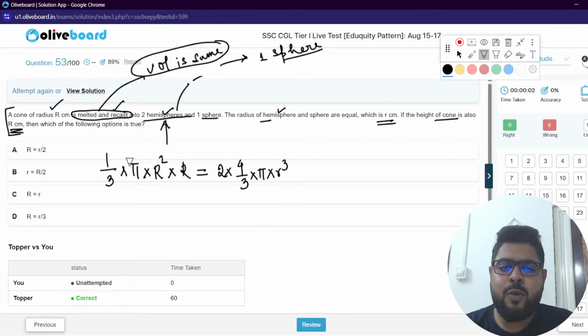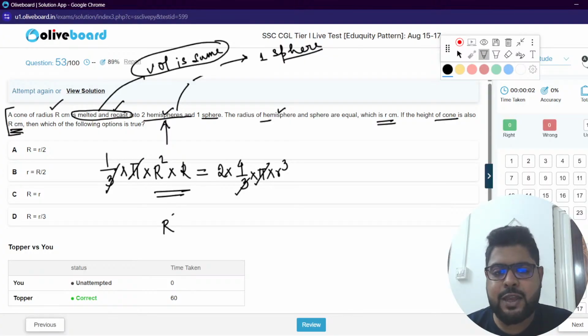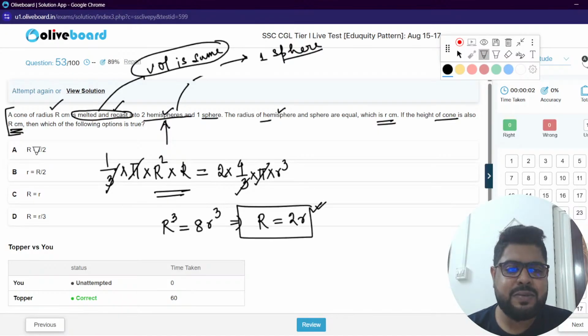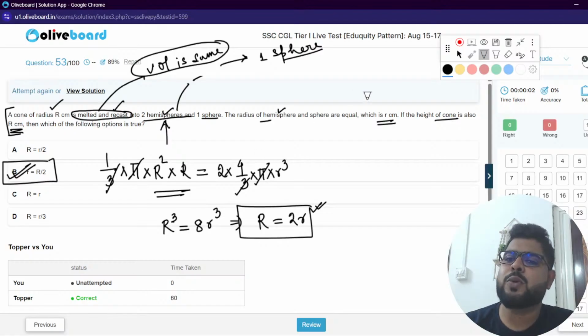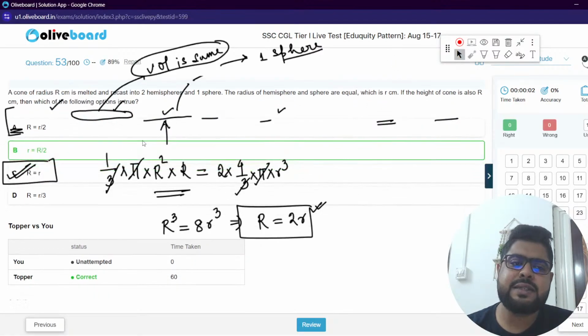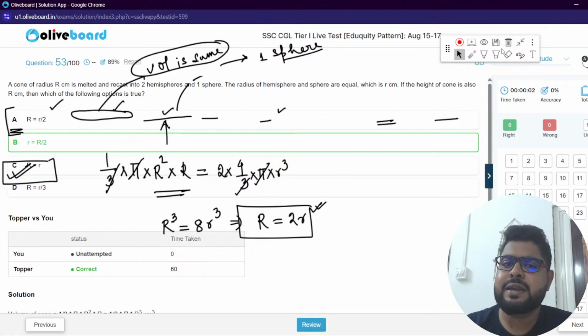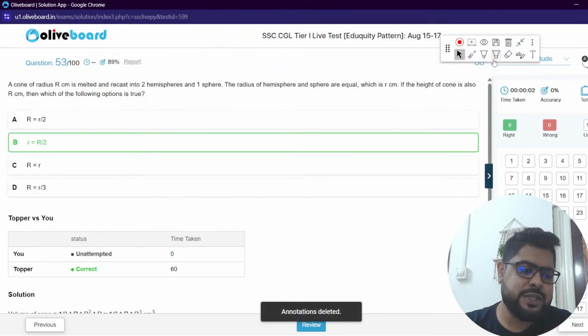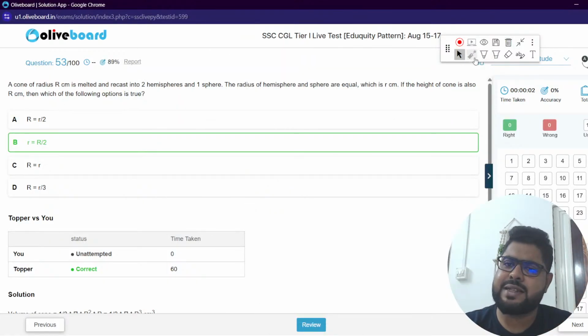So done. 1/3 gone, pi gone. So this is capital R cube, that is equal to 8. 4 2s are 8, small r cube. That means capital R is equal to 2 small r. So small r is equal to capital R by 2. So that's my answer, option B. That has to be my answer. That is option number B, that is option number 2, sir. Very simple once again.